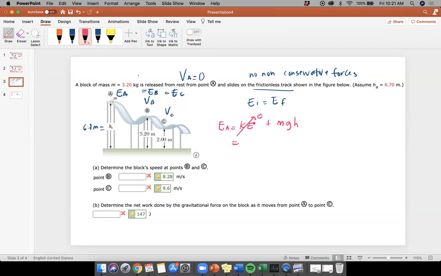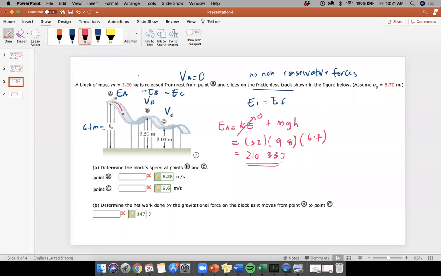Okay, how did I know KE is 0? Because it starts from rest, which means that VA is equal to 0 and KE is dependent on V. Okay, mass is 3.2, 9.8 times height. Height is 6.7. And if I'm calculating this right, this is 210.33 joules. Okay, so your EA is 210.33 joules.